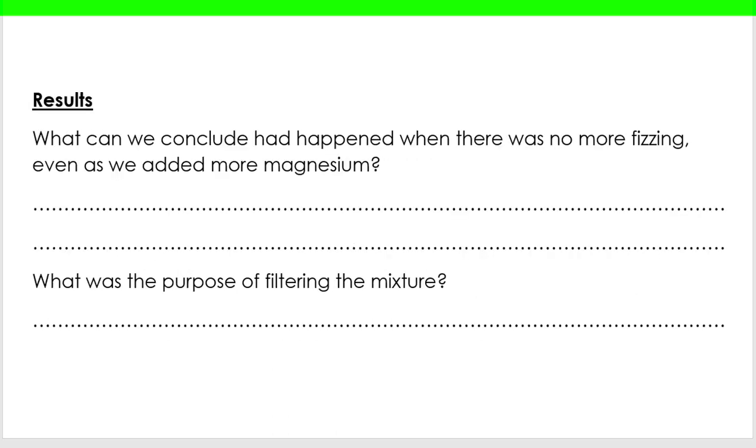Some questions about the practical that you're hopefully familiar with. What can we conclude had happened when there was no more fizzing, even as we added more magnesium? Well, if we've got an excess of magnesium and no reaction is taking place, that tells us that all of the acid must have reacted. There's none of it left.